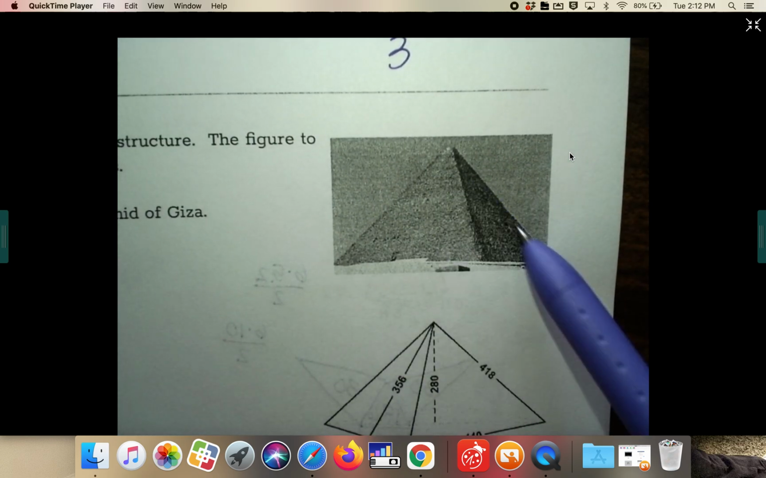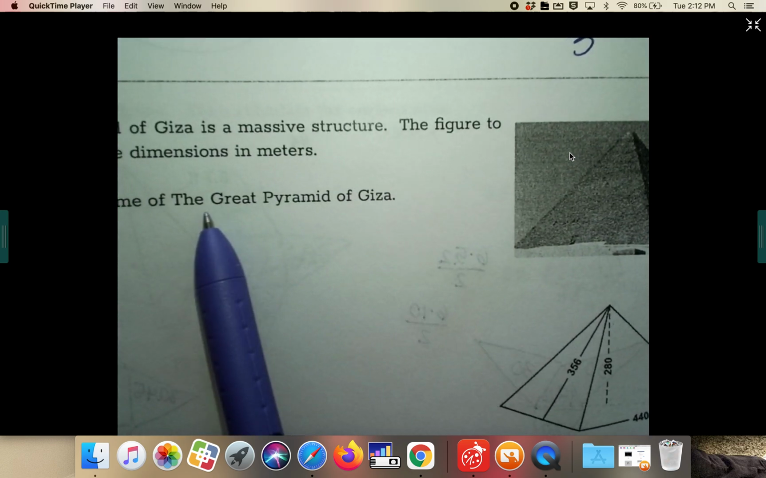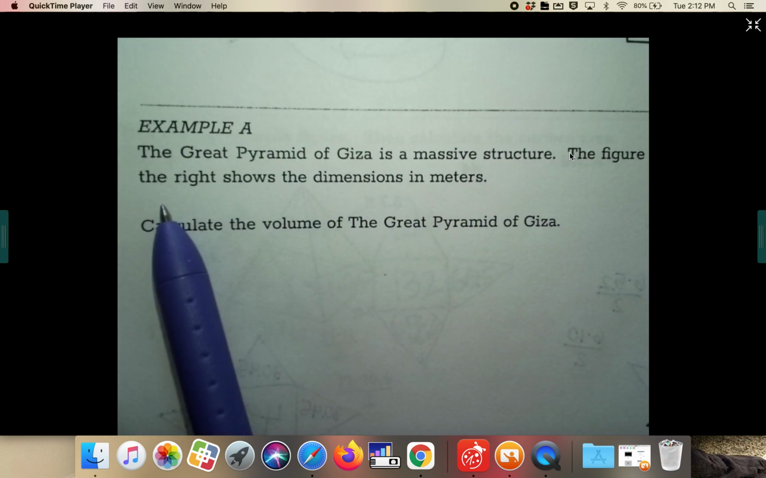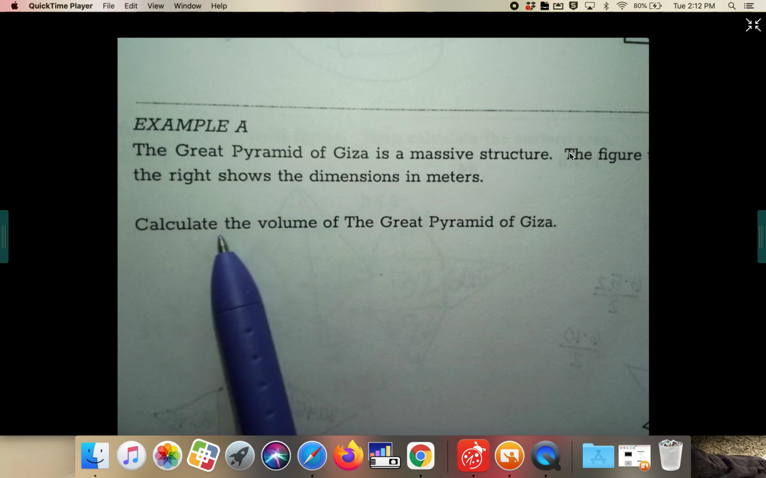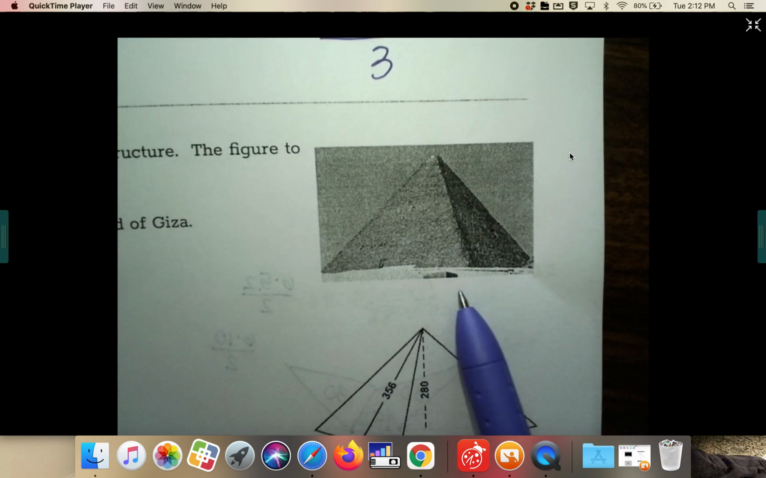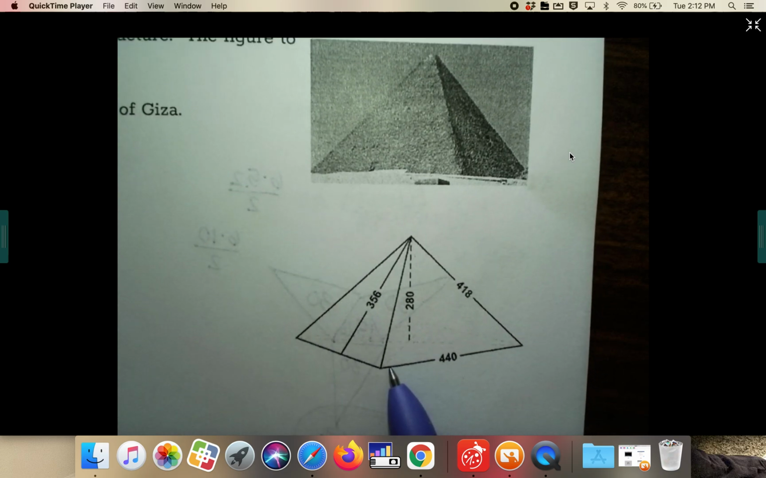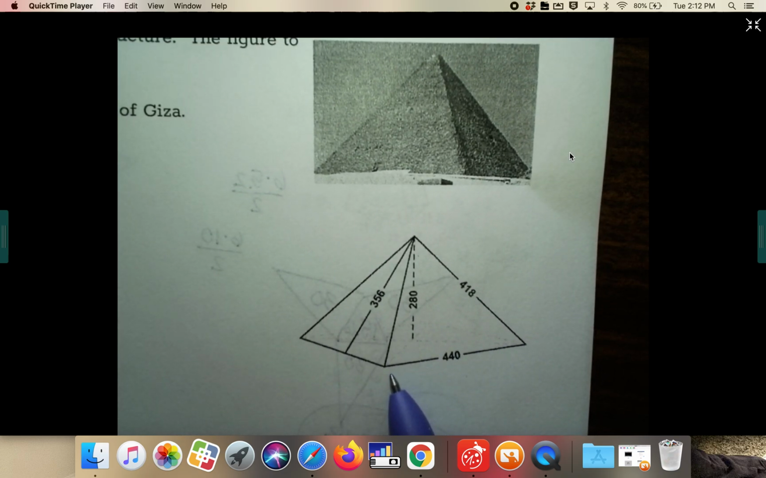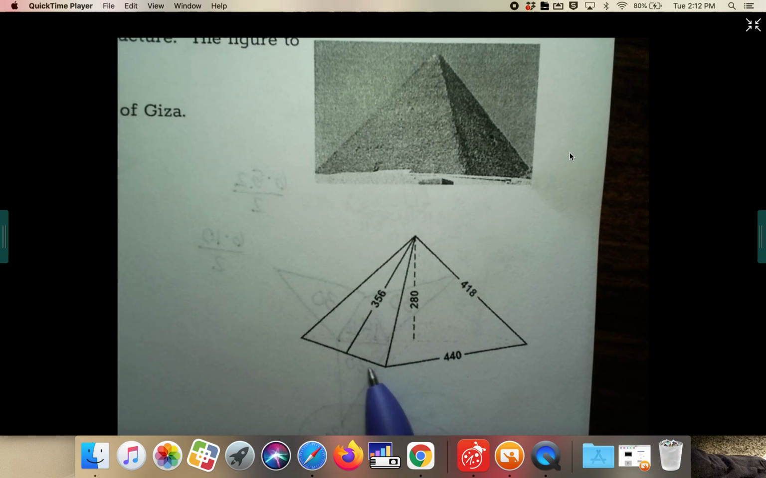So let's go down here and look at example A. This is a pyramid in Egypt. I think it's the Great Pyramid of Giza. So it's a massive structure. To find the dimensions in meters, we're going to calculate the volume. So this is a square base. They've drawn a better picture of it right here. It is a 440 meter square base. And the other side of the line is not marked, but that's because we know it is a square pyramid.